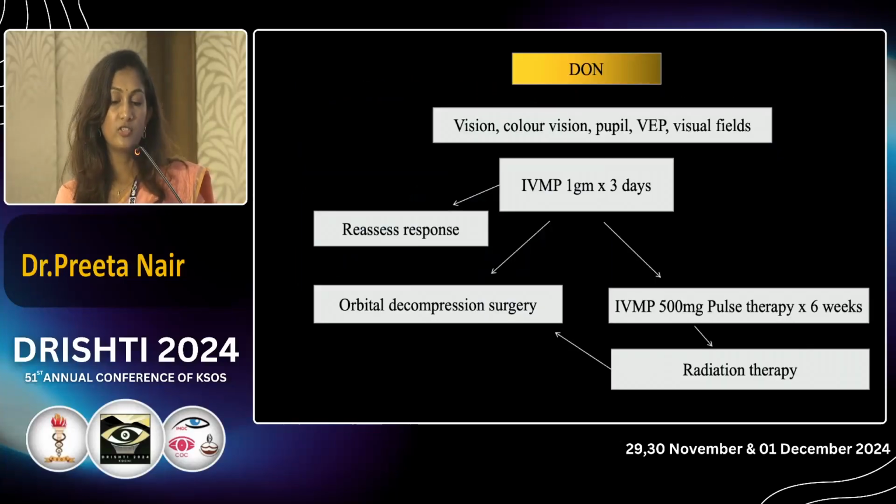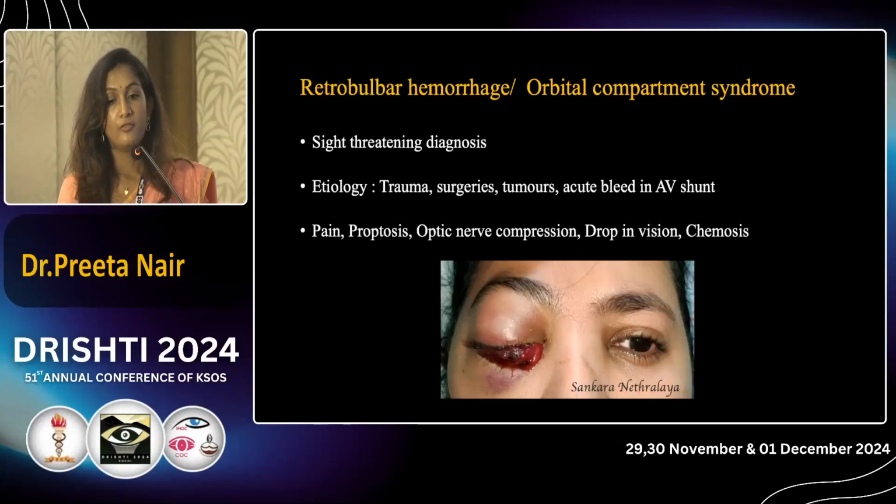So always assess vision, color vision, pupil, VEP, fields in these cases, and if it's all deranged, take the patient up. The patient has to be started on IVMP 1 gram for 3 days, and then reassess the response. If the patient is showing a good response, you can start a pulse therapy of steroids for 6 weeks along with radiation therapy. Or if there is a derangement in the vision, the patient has to be taken up for an emergency orbital decompression surgery.